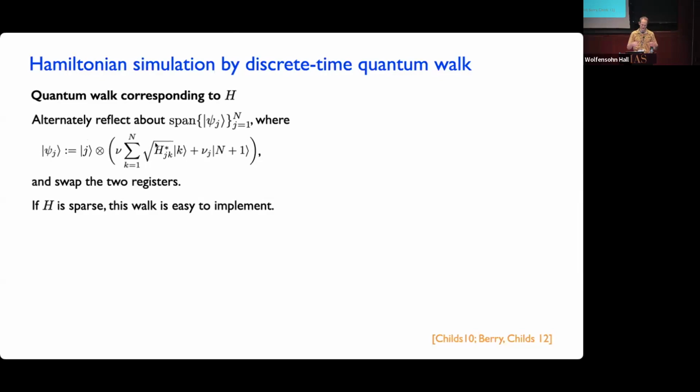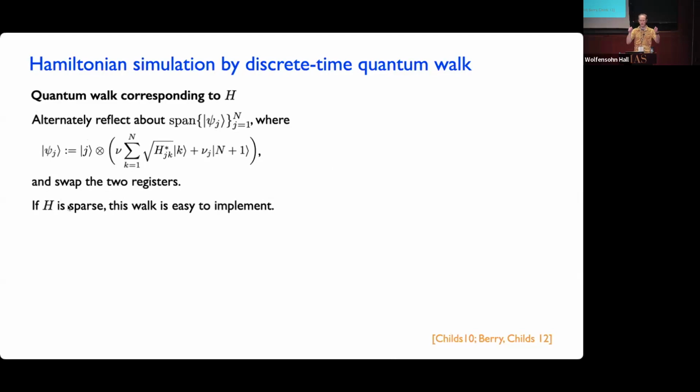It involves these complex conjugates of the square roots of the entries of the Hamiltonian, but it doesn't matter so much. It's just some particular quantum state that you can efficiently reflect about if you have a description of this H as a sparse Hamiltonian. So this is a reflection. You can reflect about the span of all these states efficiently if you've got a sparse Hamiltonian.